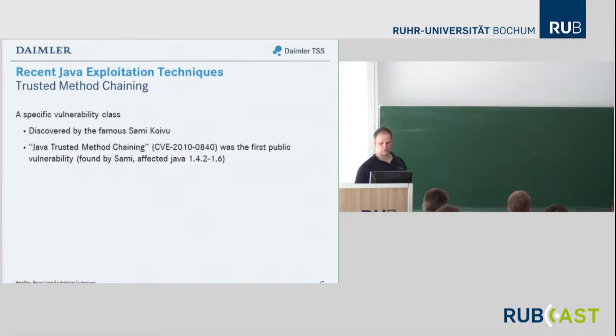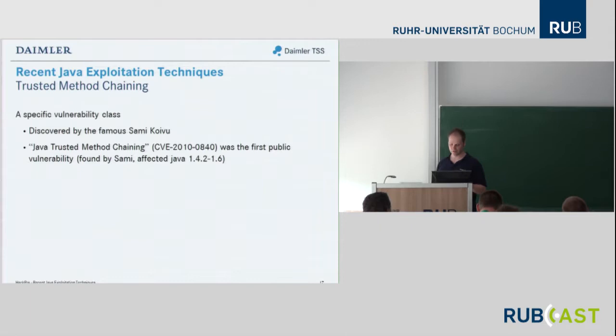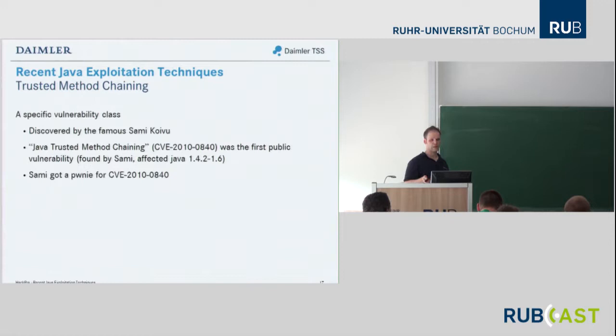And it affected Java 1.4 to Java 1.6. It was a really interesting vulnerability. I found the information on his blog. He also wrote down how you could exploit it, and at the time, I was really amazed how this was working. I also worked on the Metasploit module for this CVE. You can find it in Metasploit, and whenever I see it running, it's always crazy, because it's such magic. For this specific CVE, or also for the vulnerability class, Sami got the Pony Award for the best client-side bug.